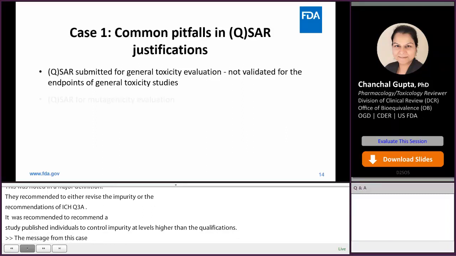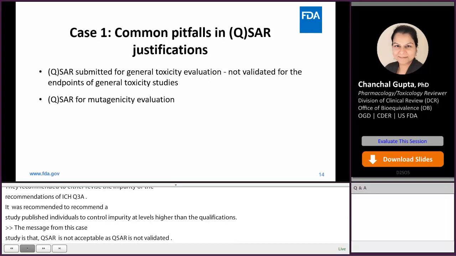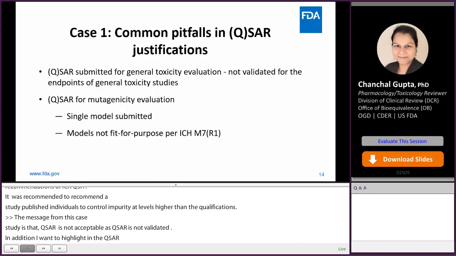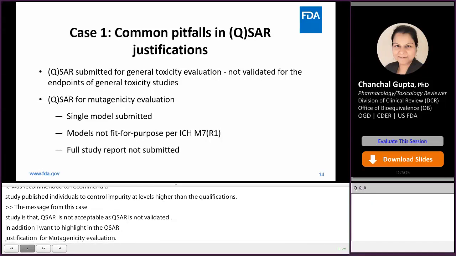In addition, I also want to highlight the common deficiencies identified in the QSAR justifications for mutagenicity evaluation. These deficiencies include use of a single QSAR model, use of models that are not fit for purpose for ICH-M7, and oftentimes full QSAR study reports being missing.